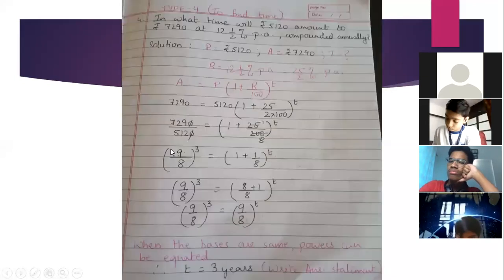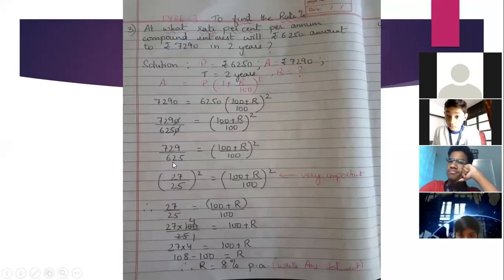After that, you will get this also into power. Now 729 is a perfect square of 27 and 625 is a perfect square of 25.